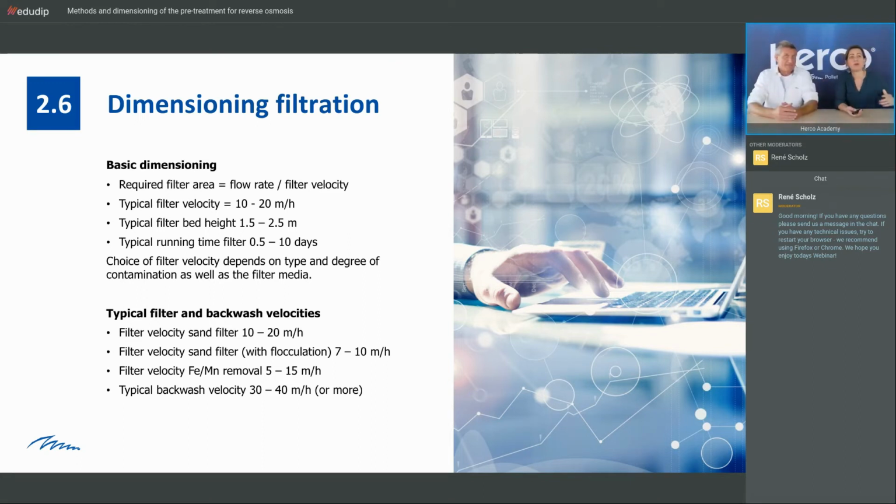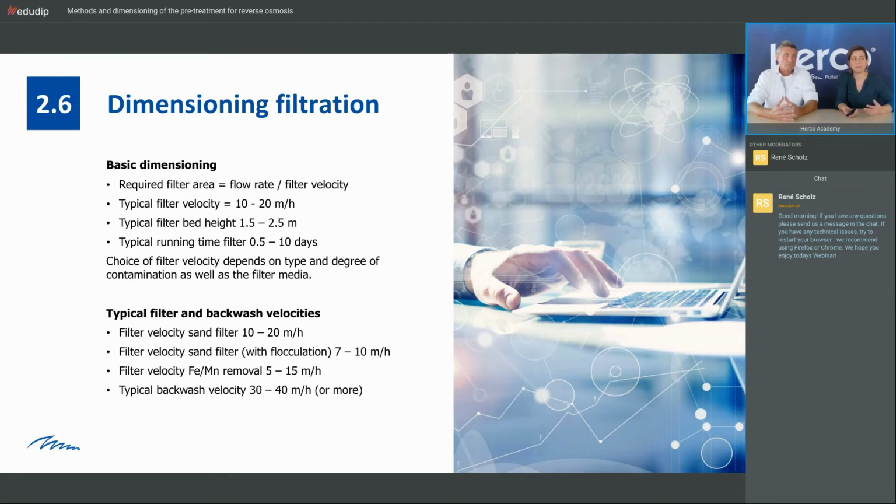Exactly. Okay, so basically the choice of the filter velocity depends on your type of water, on the degree of contamination, as well as on the filter media. We have some typical velocities for you. In the end, it has to be adapted in every project. So for sand filters, 10 to 20 meters per hour. You see that ours are designed for 20 for drinking water. If you have flocculation beforehand, you have to go slower because you have flocks already. So that's more like 7 to 10.